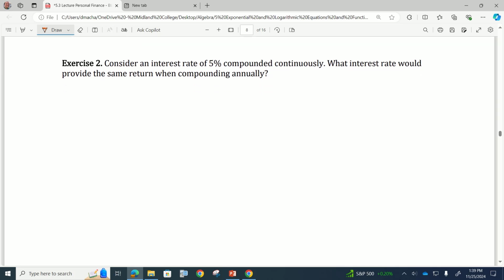Here's question number 2, finally. Consider an interest rate of 5% compounded continuously. If I see the word continuous, I immediately write down this formula. And 5% means 0.05 is my r value.